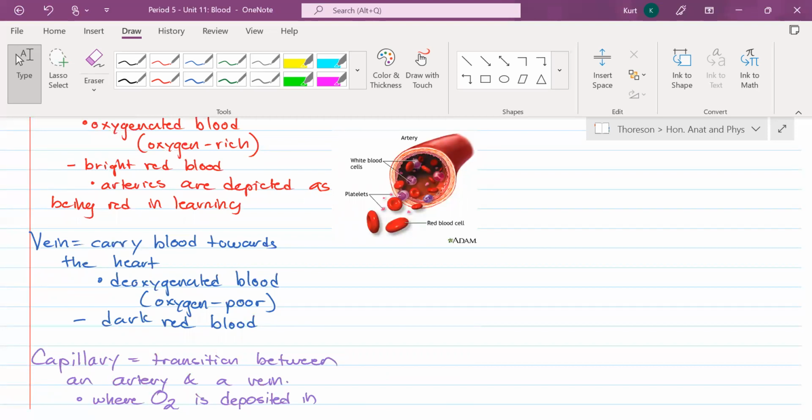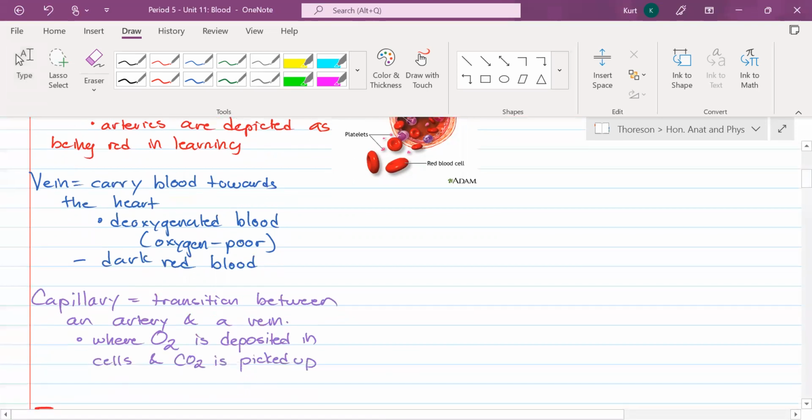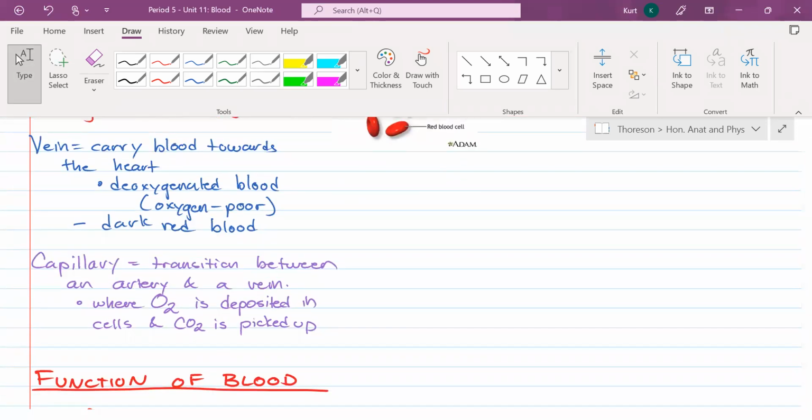The area where arteries and veins basically meet are called capillaries, which are microscopic blood vessels. They're very small. This is where oxygen is actually delivered to every cell in your body. Again, organs, bones, brain, you name it. Everything has to receive blood and the components that are carried in the blood to be able to function appropriately.